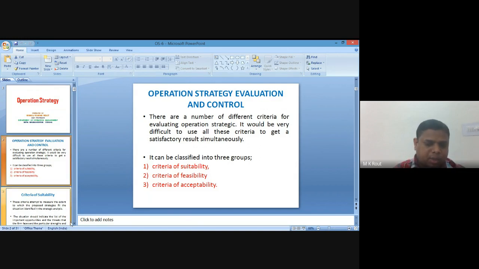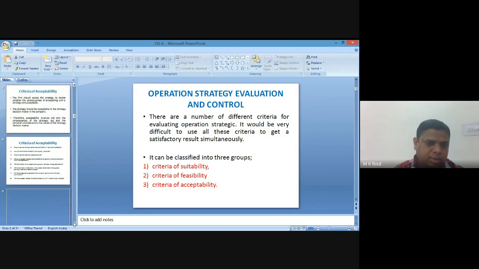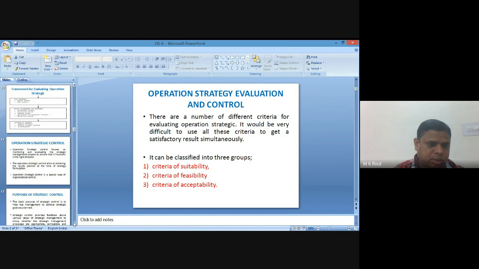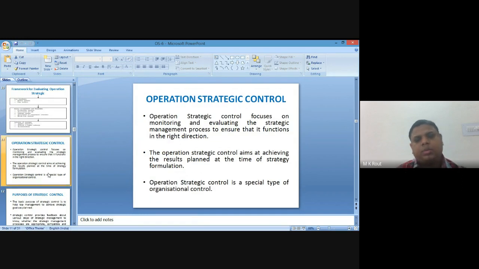This particular part we have already covered, that is operation strategy, and today we will cover the operation control part. From the operation strategy control point of view, it focuses on monitoring and evaluating the strategy management process to ensure that it functions in the right direction.